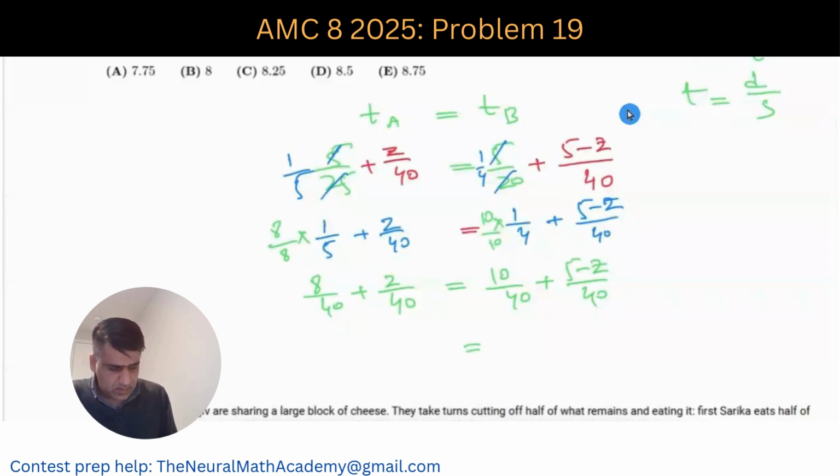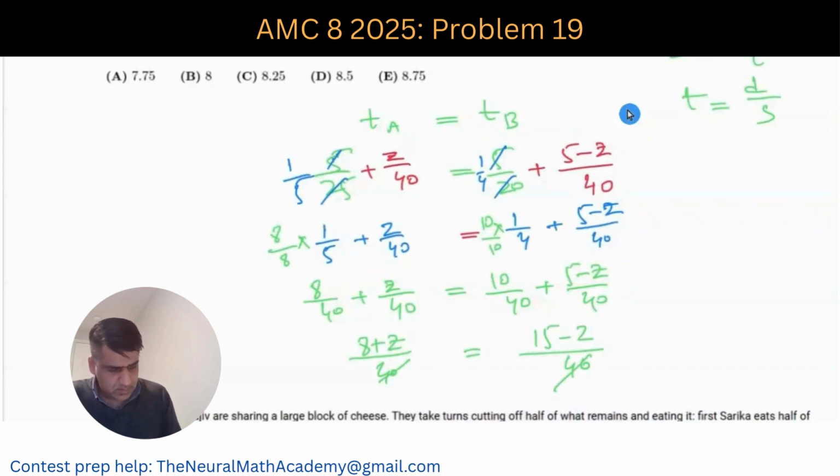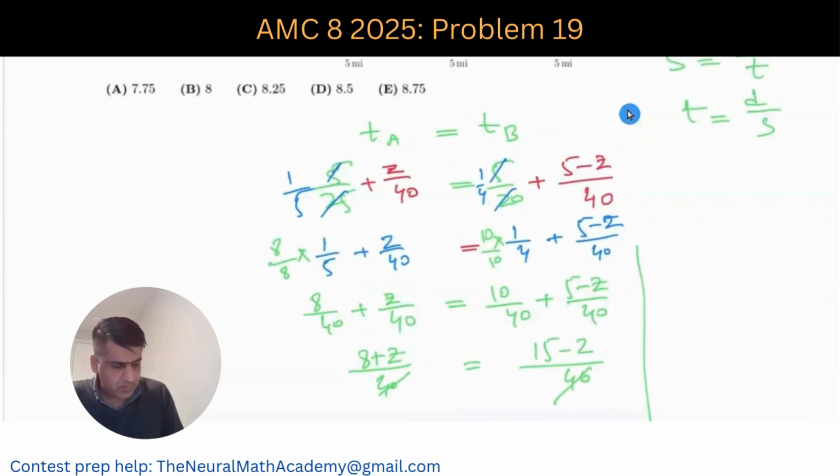So then I can have it 40, it becomes then 8 plus Z. Here I will have 40, and it is then 15 minus Z. So this cancels out, and then I will be left with 8 plus Z equal to 15 minus Z.